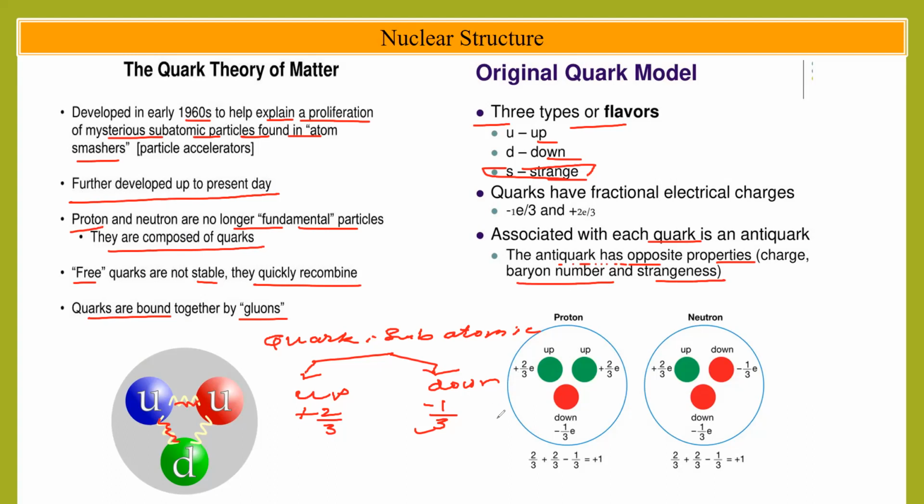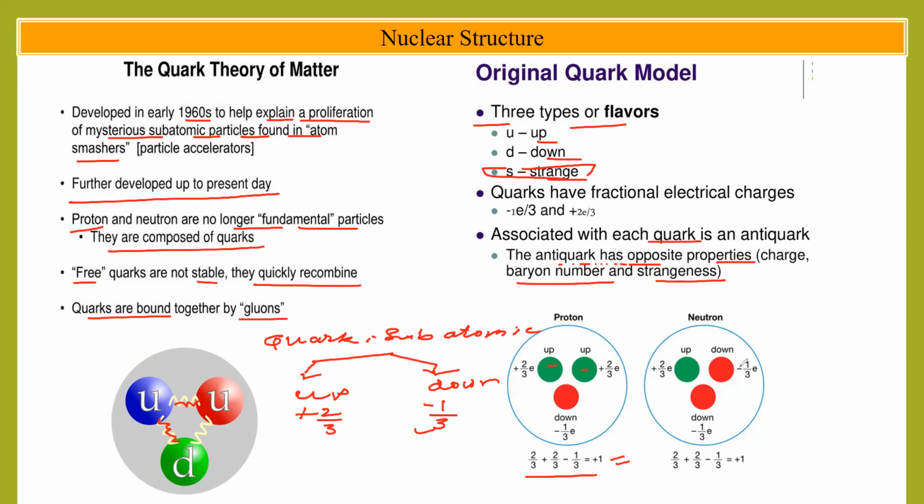Okay. So if we consider proton, proton contains 2 up quarks and 1 down quark. So 2 up quarks have plus 2 by 3 charge each, positive, and down quark has minus 1 by 3 charge. So if we combine them, we will have plus 1 charge for proton.